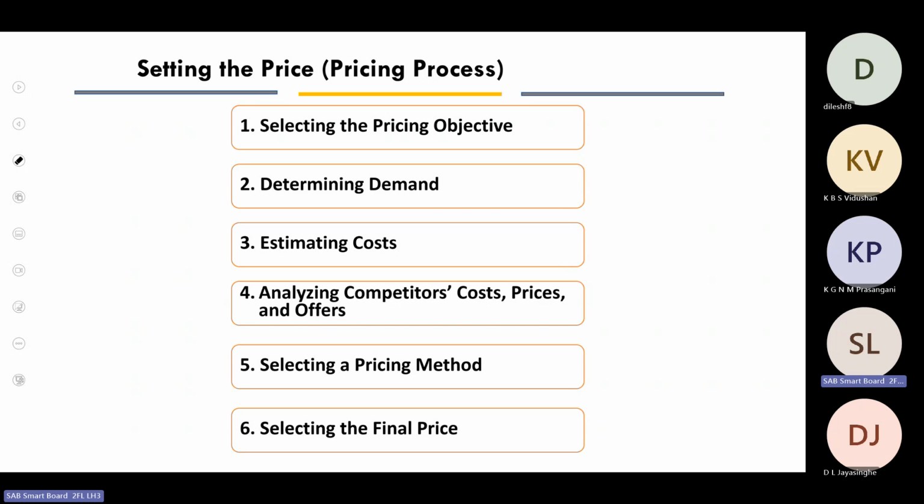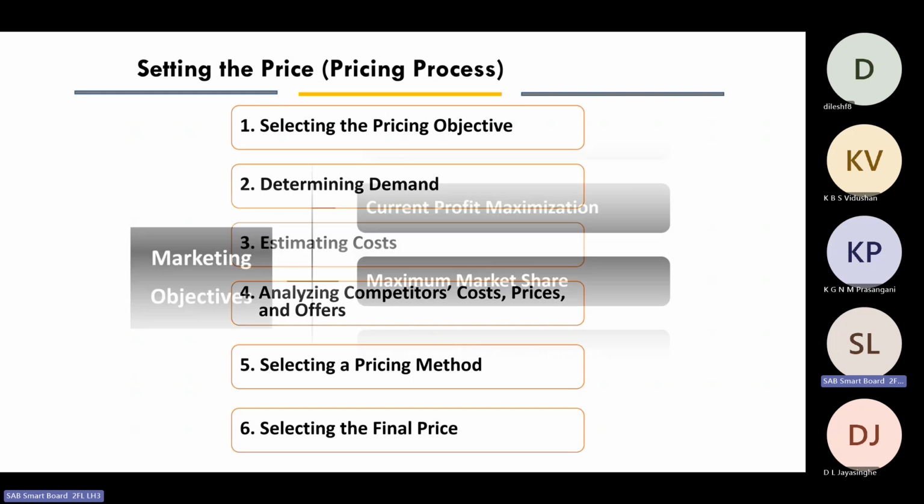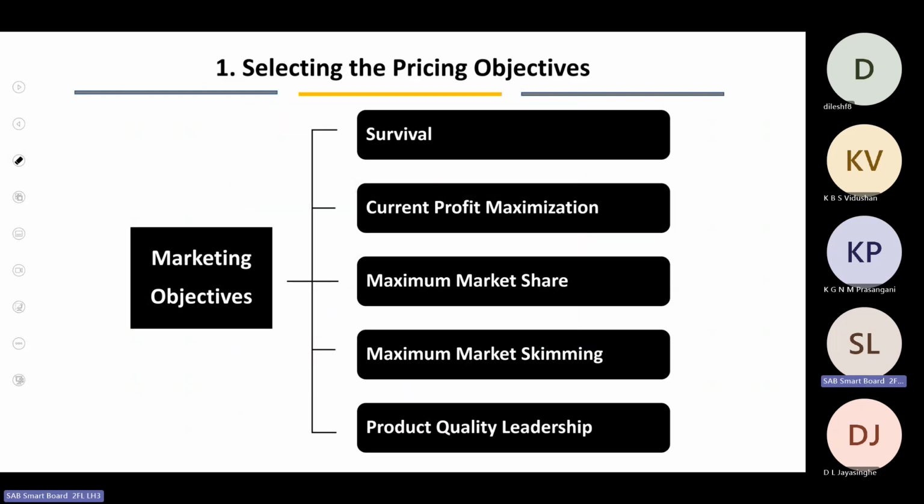Okay, we'll go for the next one, that is setting the price, or the pricing process. When it comes to the pricing process, we have to follow these 6 steps. Traditionally, an organization follows these 6 steps: selecting the pricing objective, determining demand, estimating cost, analyzing competitors' costs, prices and offers, selecting pricing methods, and selecting the final price. The first one is selecting or identifying the pricing objective.